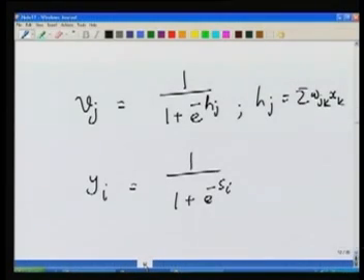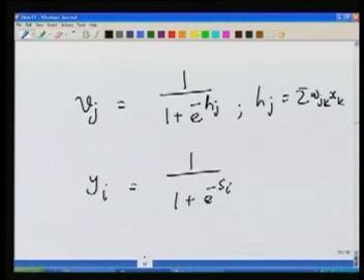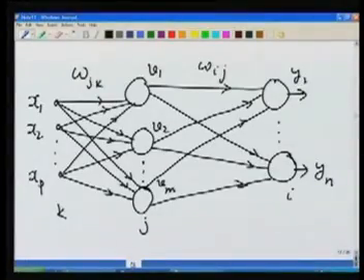And now, after we computed what is V 1, V 2, V m, we will now compute what is y 1 up to y n. So, this computation is y I is 1 upon 1 plus e to the power minus s I, where s I is sigma W I j into V j. So, this you can also verify in the previous one.